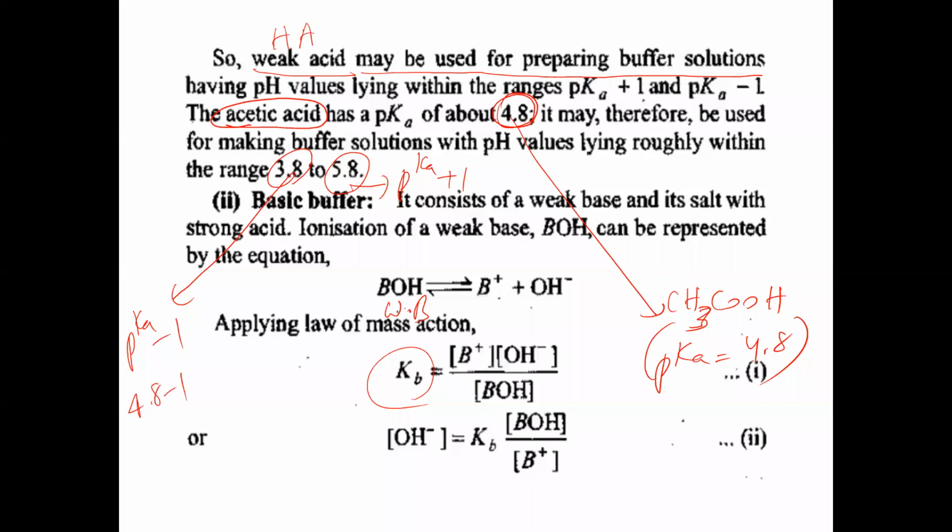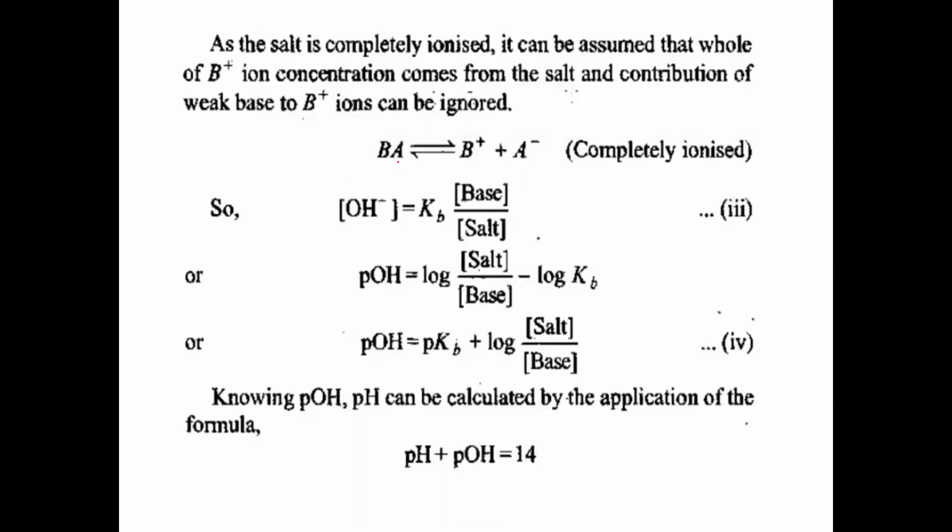Now BOH is the base concentration, and B plus is the concentration of salt. The salt BA produces B plus and A minus, completely ionized. Now OH minus is equal to, generally, base by salt as we got previously. Base means BOH concentration, and salt means the concentration of B plus.